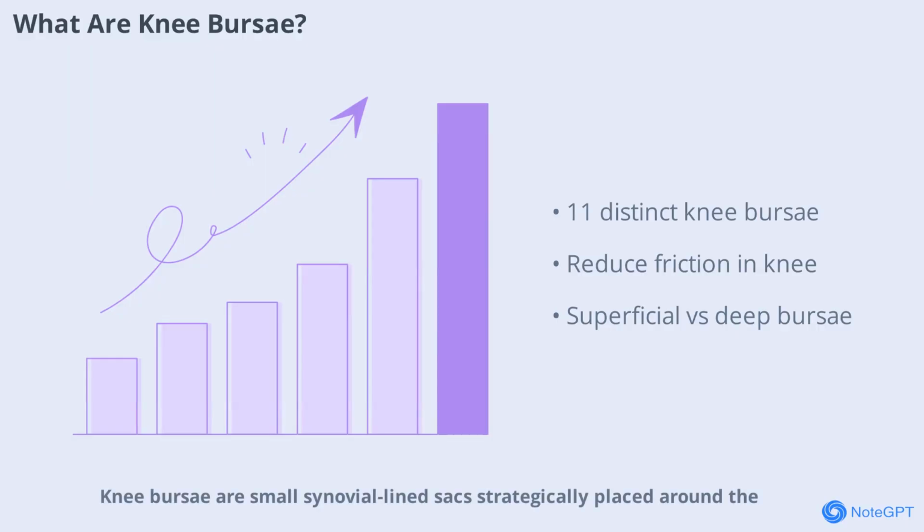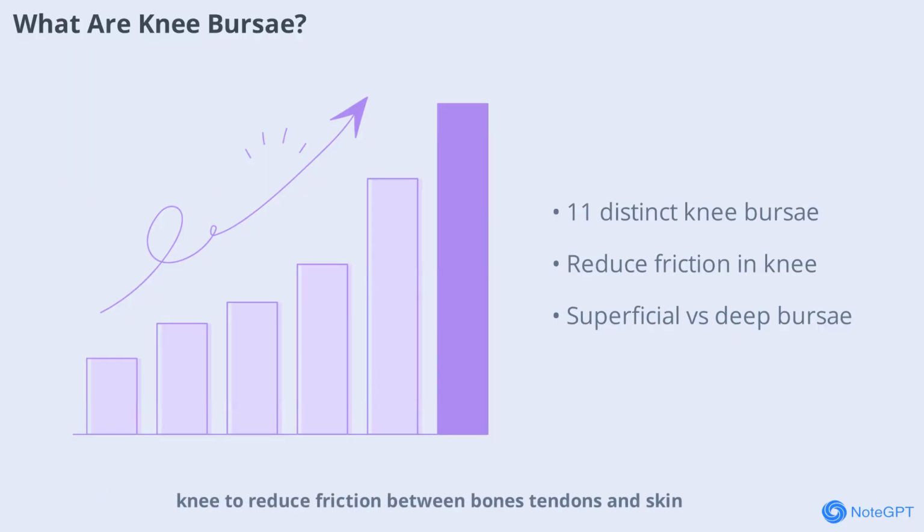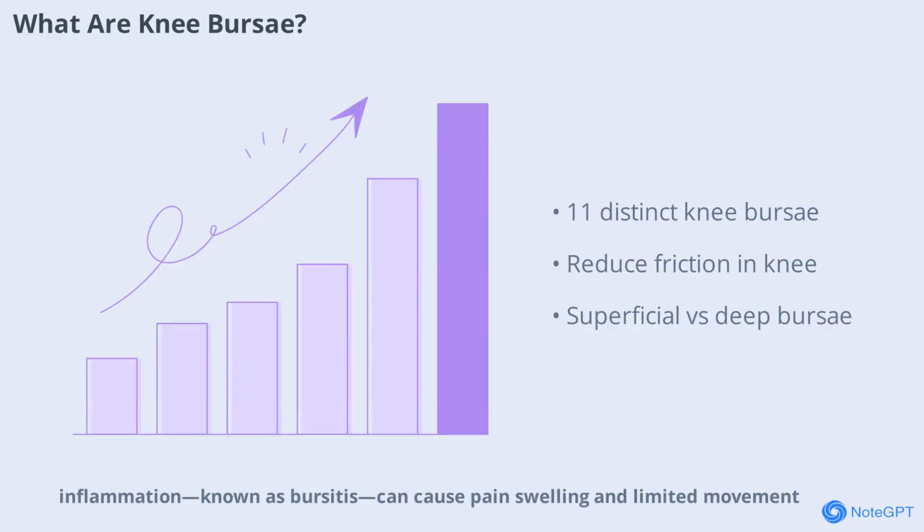Bursae are small, synovial-lined sacs strategically placed around the knee to reduce friction between bones, tendons, and skin. There are at least 11 distinct bursae in the knee, each with its own anatomical location and function. While most remain silent, inflammation known as bursitis can cause pain, swelling, and limited movement. Understanding their locations is key.